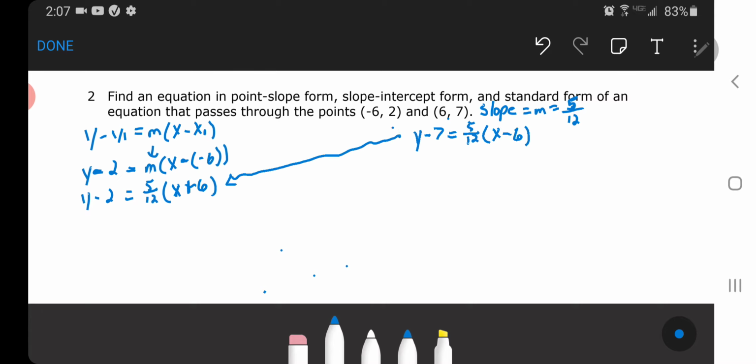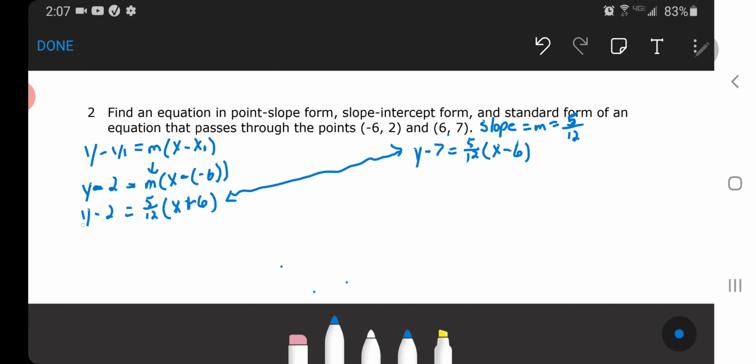Notice they do look different, but like I said, I'm going to solve both of these and put them in slope-intercept form. You don't have to do both. Just choose one or the other. I'm just showing you that they both will result in the same answer. Either one of these suffices for point-slope form for an answer choice. But real quick, let's solve these for y, so we can put it in slope-intercept form.